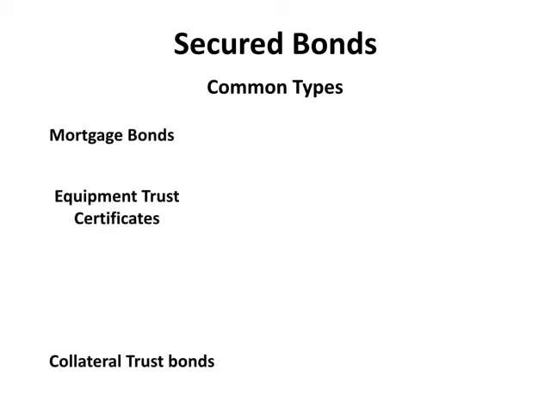Any bond that is backed by the pledge of specific assets will be considered a secured bond. However, certain types of collateral are encountered frequently enough that market jargon has evolved among professionals to designate bonds backed by a given type of collateral. Some of the more common types of secured bonds are mortgage bonds, equipment trust certificates, and collateral trust bonds.